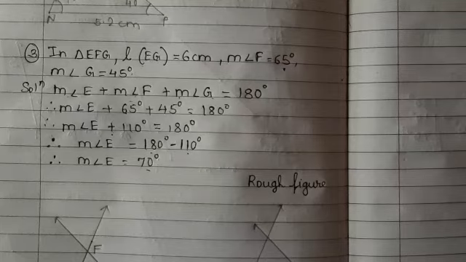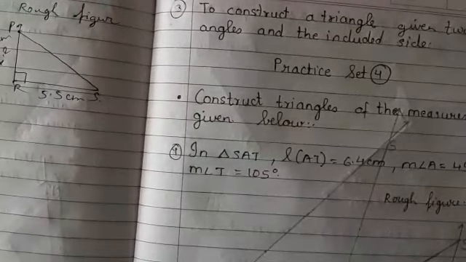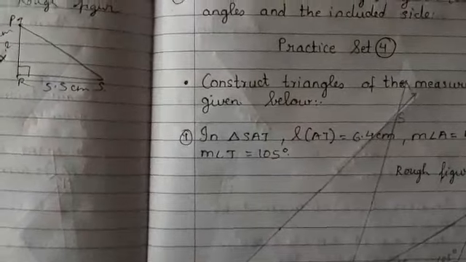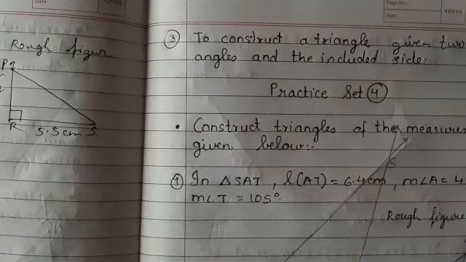So now what you are going to do, you will write practice set 4, is it? And after that you are going to solve practice set 4 questions, and these 3 sums you are going to solve. Also you are going to solve the fourth construction on your own.